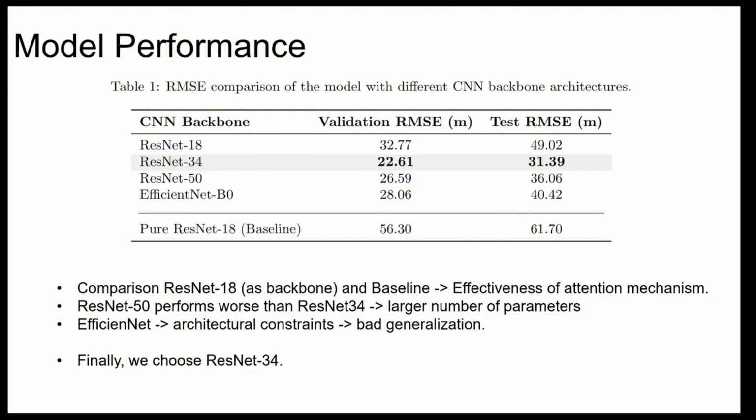The EfficientNet model yields inferior results due to architectural constraints that limit the batch size, resulting in unstable batch normalization statistics. Based on those observations, we ultimately select ResNet 34 as the CNN backbone for our final model.